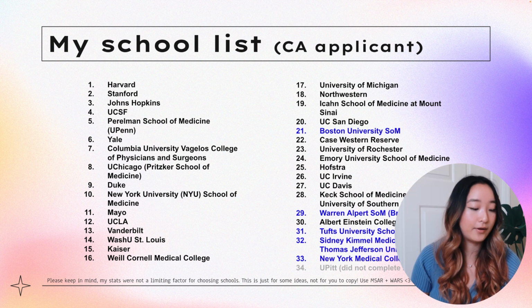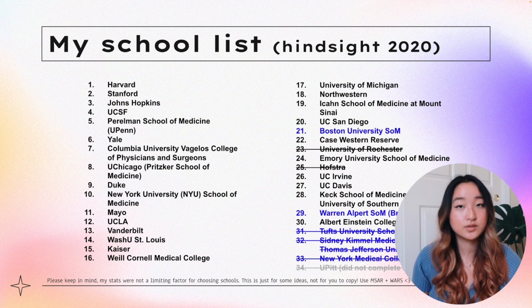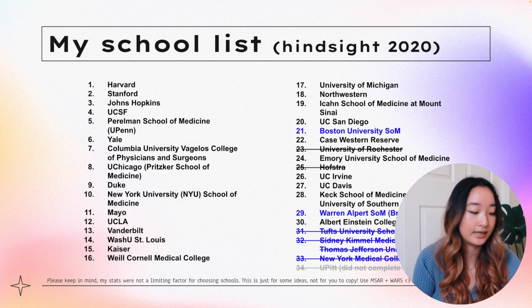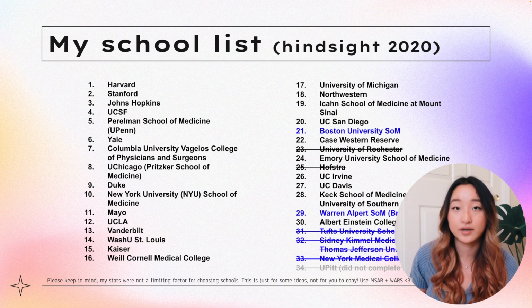I think going back, I would have applied to fewer of those low yield schools. I also applied to a few schools last minute and was probably too late in the application process anyway to have a good chance at getting an interview invite. Of course, this is all in hindsight, so realistically, I probably wouldn't have changed a thing. By the end of this video, you should have all the tools you need to make a well-balanced school list.